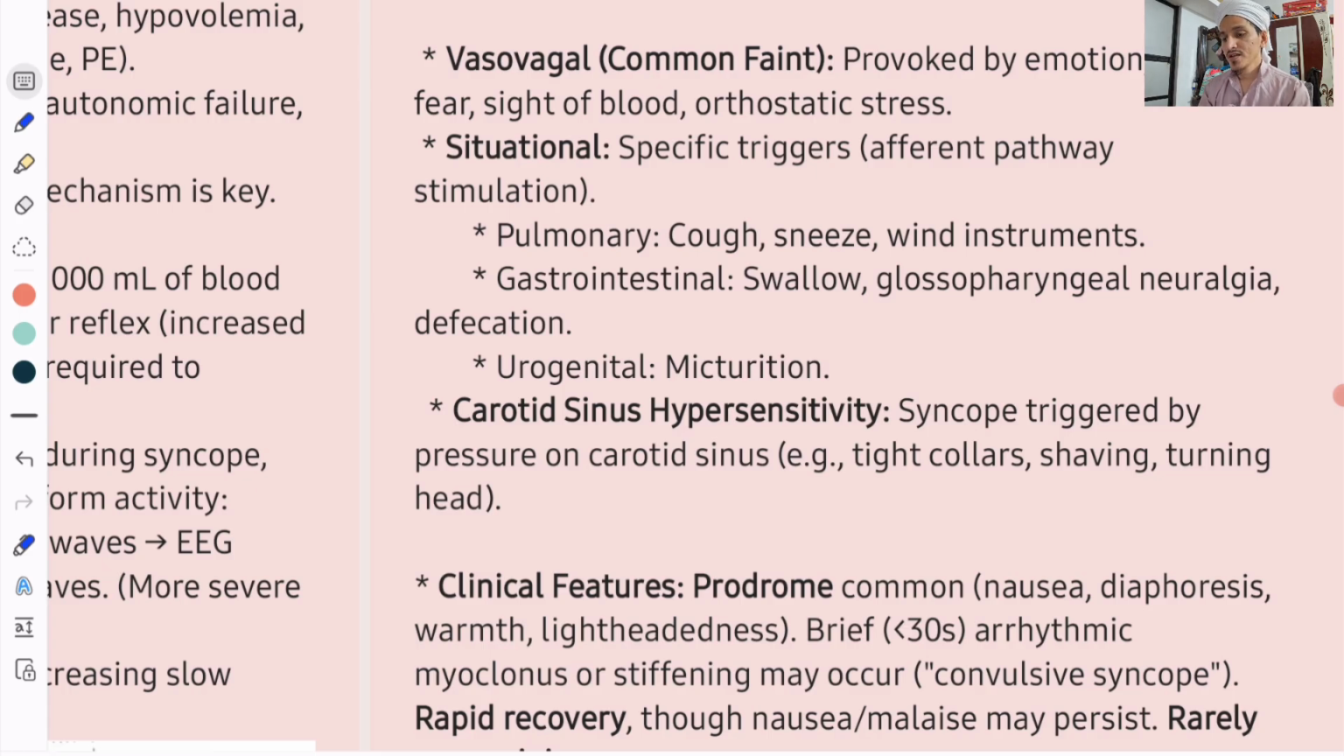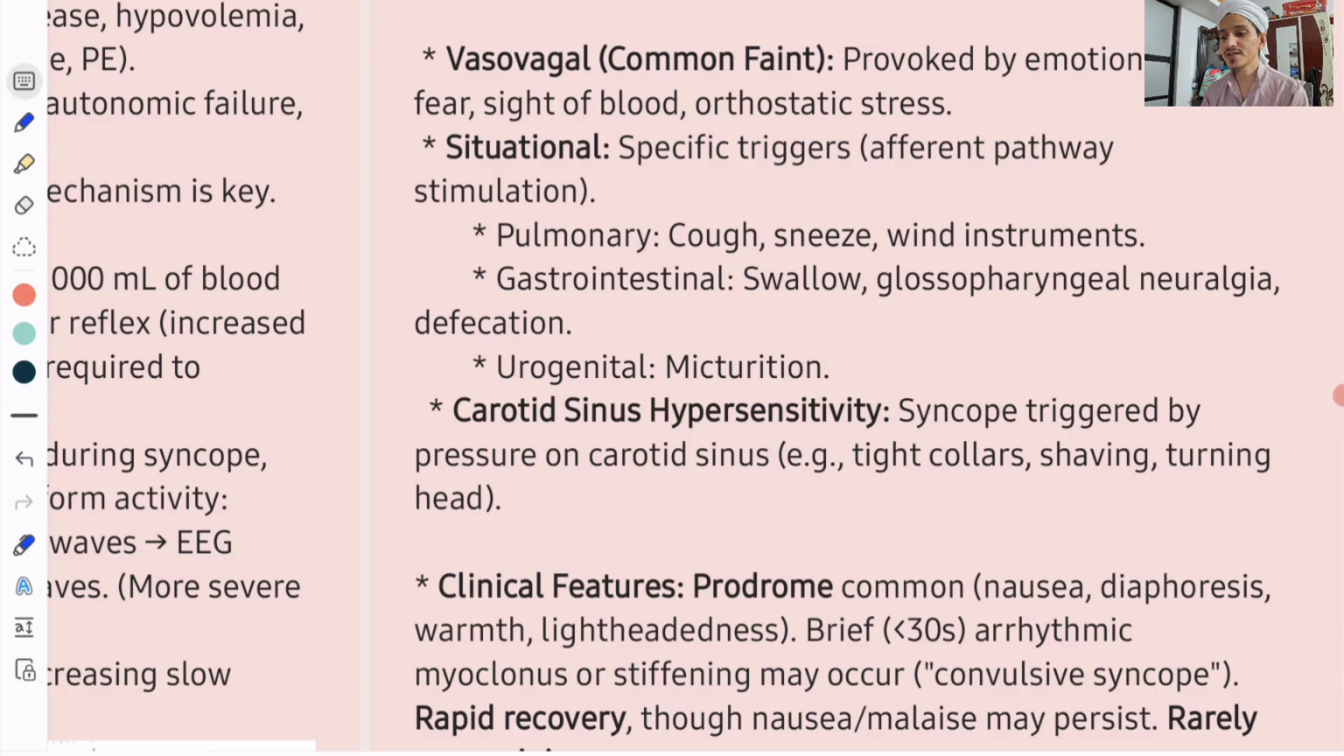Okay. So, common faint. Then there is situational syncope. So some posture, some situation will produce syncope. It can be pulmonary, gastrointestinal, or urogenital. Again, here the vagus is the afferent. So there is cough, commonly swallowing, defecation, or micturition. These can produce syncope: cough syncope, and accordingly, micturition syncope, defecation syncope, swallowing syncope. All these you can see. Okay, this is situational syncope.